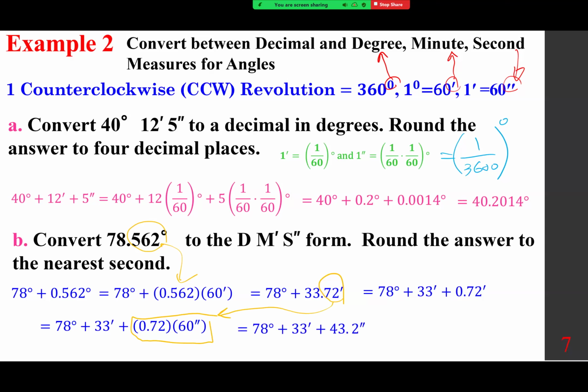And we get this. Since they said to the nearest second, the number next to it is 2, so it doesn't change. So we have 78 degrees, 33 minutes, 43 seconds.